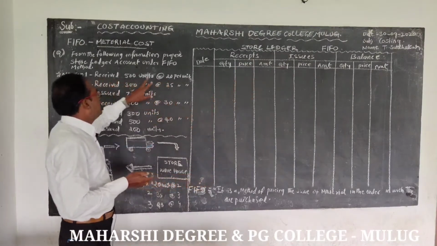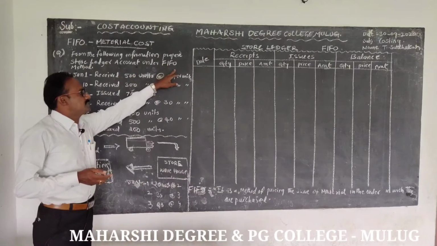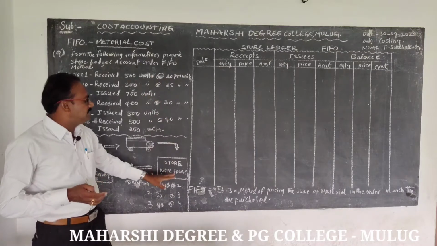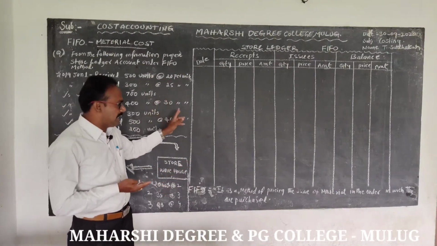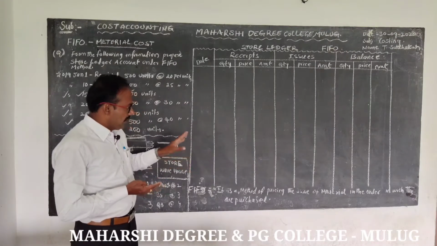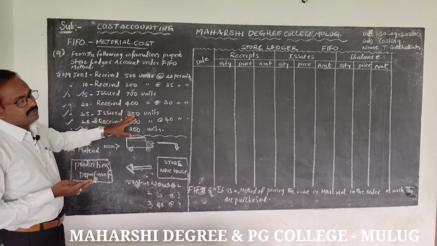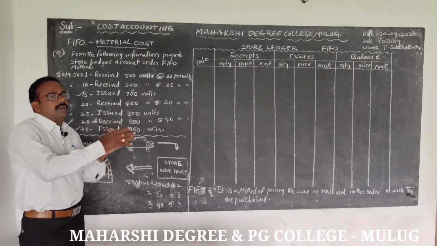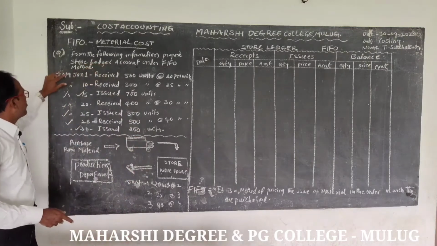So the first important method is the FIFO method, first in first out. It is the method of pricing the issue of material in the order in which they were purchased. Any purchased goods are issued first, with first preference. So this method is the first problem.